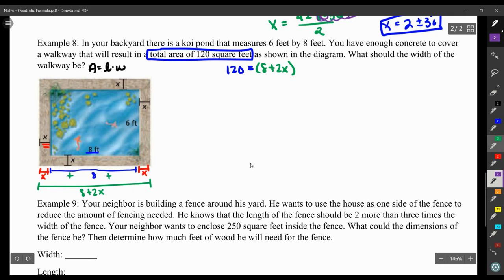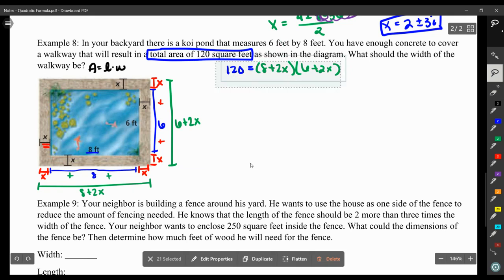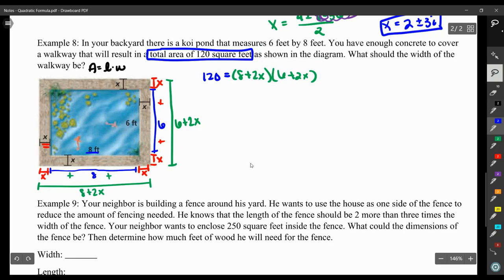Now, similarly, the width works almost the same. So the width of this pond itself is 6. However, there's going to be a walkway of x feet on either side. So to get the entire width, we're going to add up the 6 of the pond plus the 2 x's of the walkway. And that will be my width. So the hardest part with these for us is creating the problem ourselves, because we weren't given the equation we actually have to solve. We have to come up with it first before we can actually do any math.